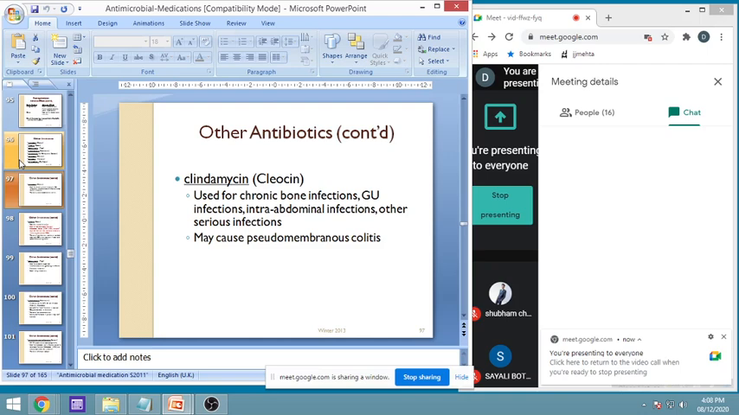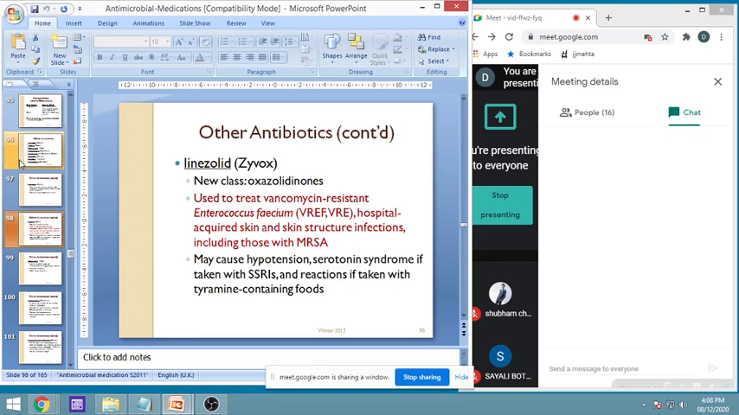But it may cause pseudomembranous colitis, that is, the colon will have a pseudomembrane-like additional inflammation. Then linezolid we have seen already. Linezolid is used to treat vancomycin-resistant Enterococcus faecium infection. So this is VRE, that is vancomycin-resistant Enterococcus faecium. It is used in hospital-acquired skin and skin structure infection. Particularly it is also useful where it is MRSA, that is methicillin-resistant Staphylococcus aureus. In all cases it is used.